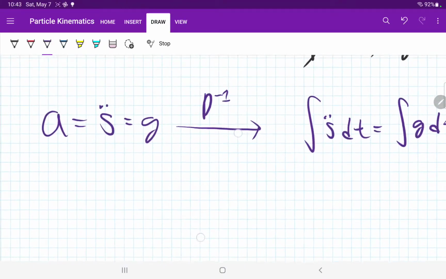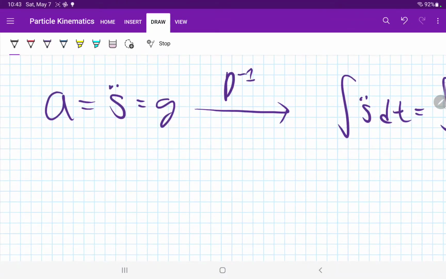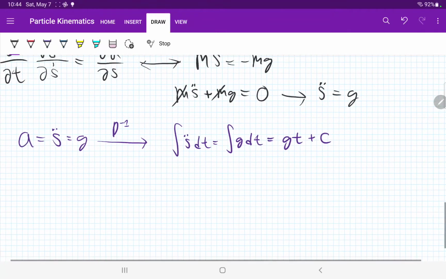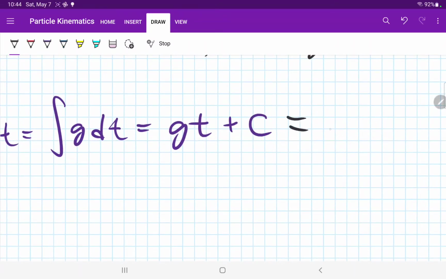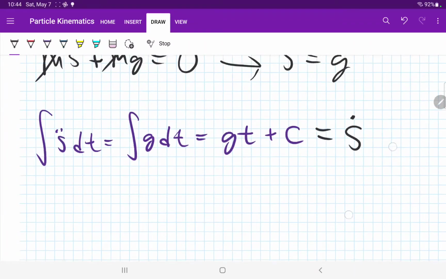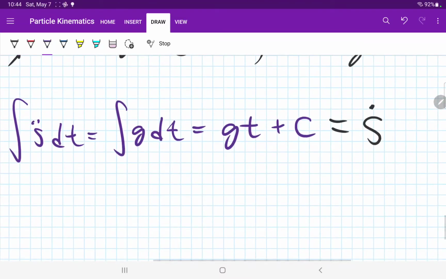So basically, I'll go back here for a second. We'll write it like this. A, so s double dot is equal to g. So in other words, right, this is what? ds. One second. I don't want to confuse you guys. We'll just go back to here, okay? So we see that gt plus c is equal to s dot. So I really didn't want to confuse you guys right there. I was about to say something confusing.